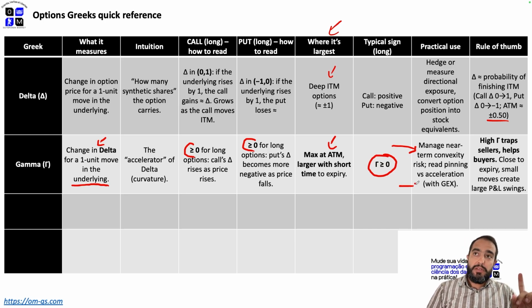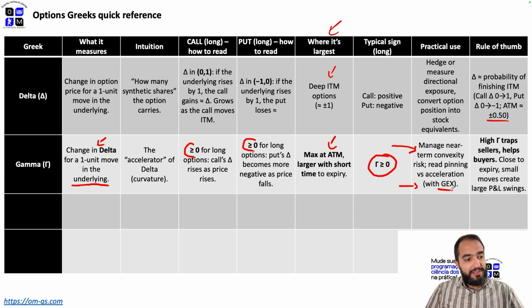Now, there is a calculation that we are doing every day and presenting in our newsletter, and it's the gamma exposure. It's amazing to understand where market makers, where the dealers, are having to position themselves in the market to hedge or to cope with the expected movements of their positions.